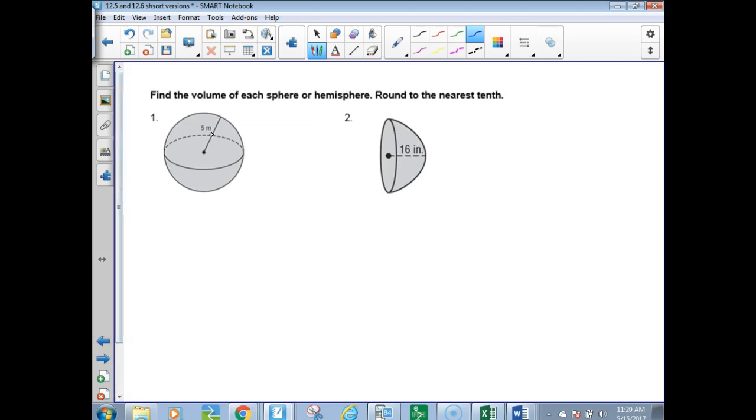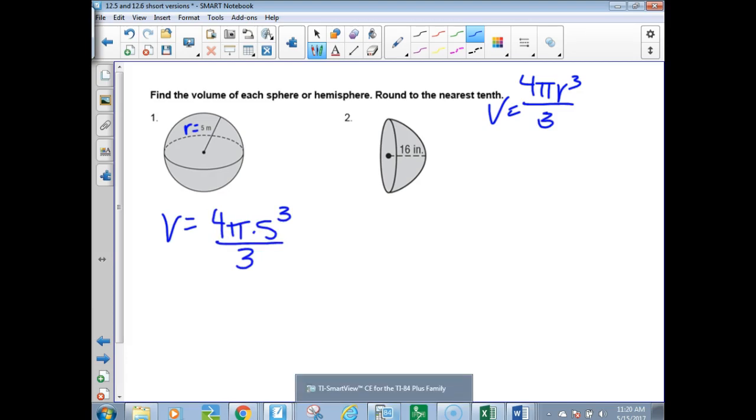This first one, we have a radius of 5 on our sphere. So we do the formula. It says in it 4 pi r cubed divided by 3. So we just type 4 pi times 5 cubed divided by 3. And I want to remind you how to cube something on your calculator.